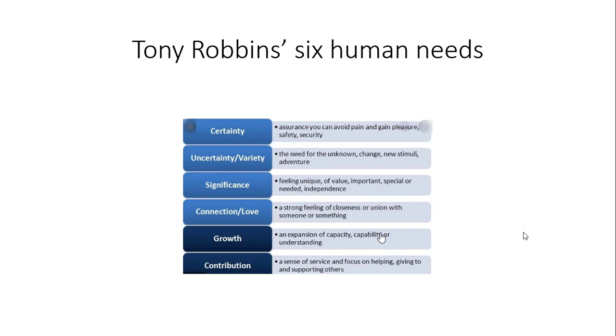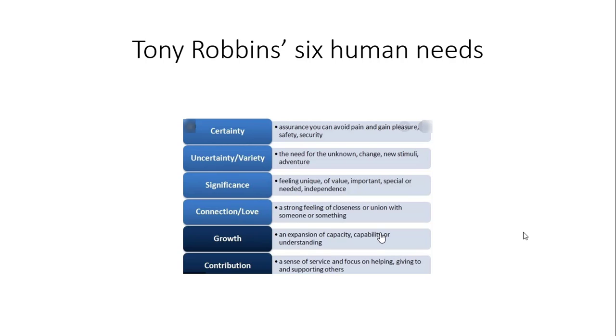So the first one I wanted to start with is something called certainty. Certainty is the assurance you can avoid pain and gain pleasure, safety and security. So most people, when they do something, want to feel certain, and they want to feel 100% sure. I'll give an example about it.